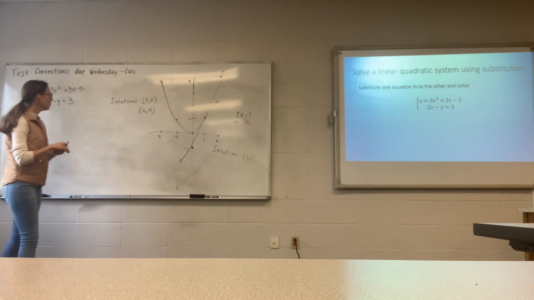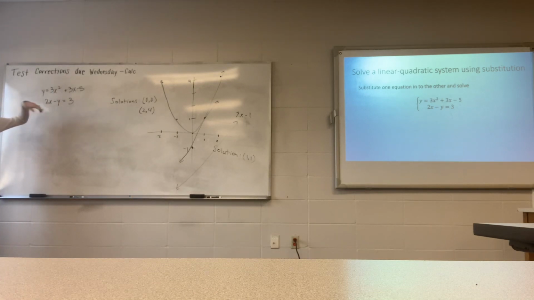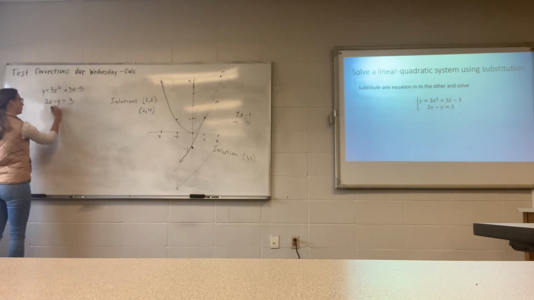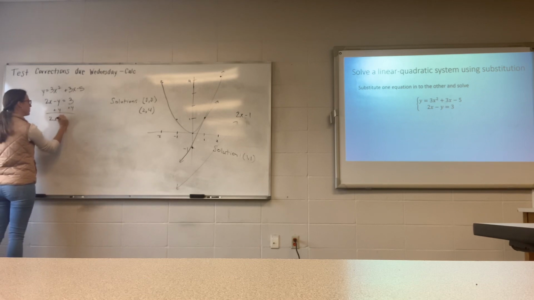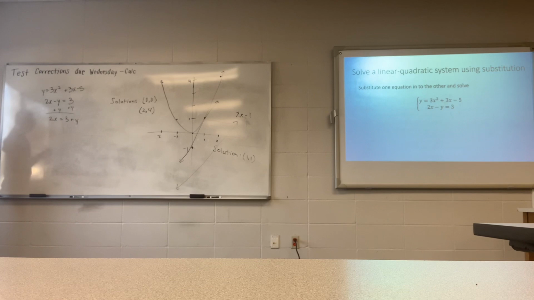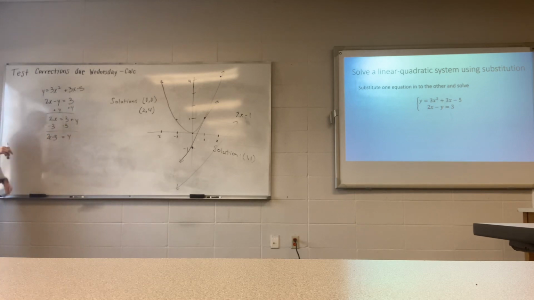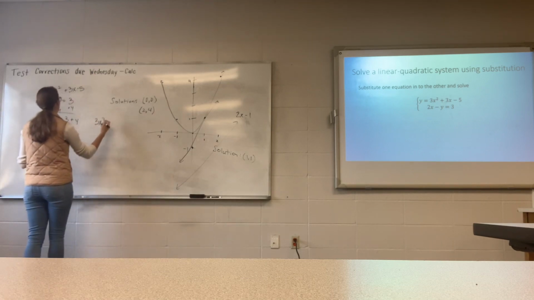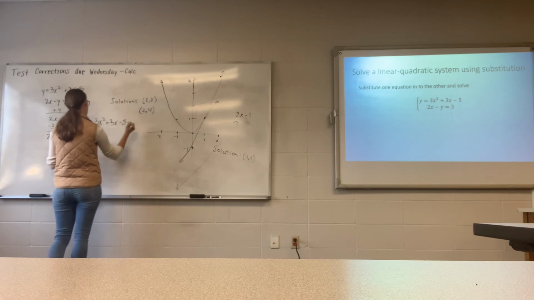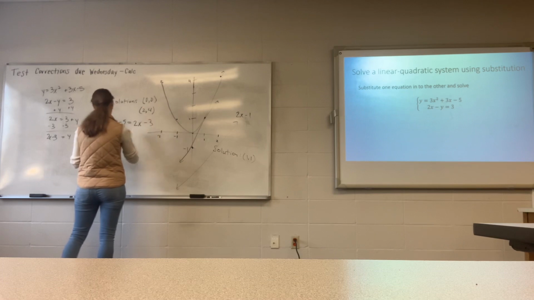So should we take this one and put it in for y, or do you want to get them both set equal to y and set them equal to each other? Doesn't matter. Okay, make them both set equal to y. If I need to get this one set equal to y, how would I do that? I can add my y over here, so I have 2x equals 3 plus y. And then what would I do? You would subtract 3. Okay, so I have y equals 2x minus 3. Now that they're both set equal to y, I can set these two equations equal to each other. So I'd have 3x squared plus 3x minus 5 is equal to 2x minus 3.